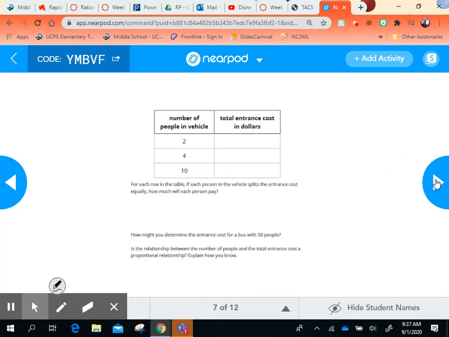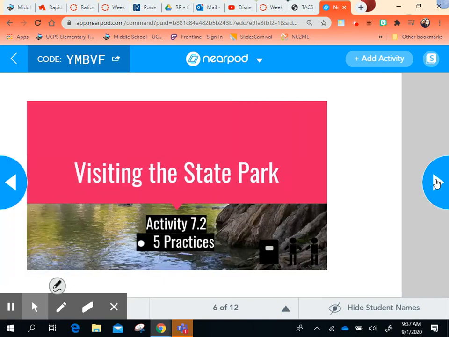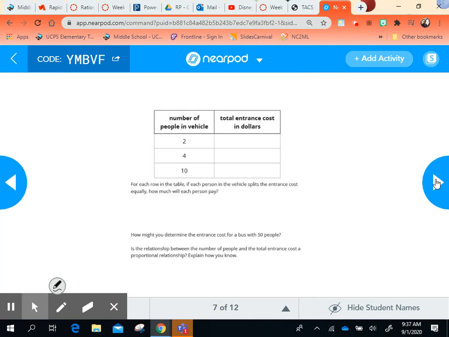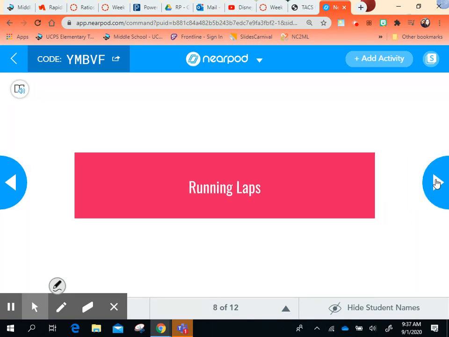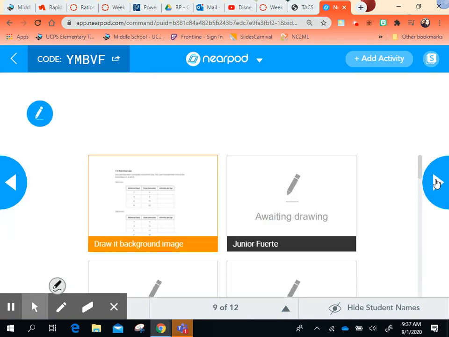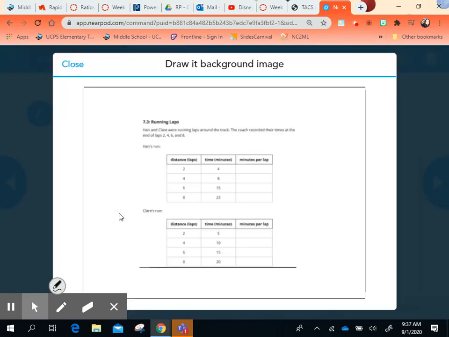Let's look at this first question. It says for each row in the table, if each person in the vehicle split the entrance cost equally, how much will each person pay? I feel like I forgot something here. Because I did. I forgot the cost. Of course I did. We're skipping that one because Ms. Pernis forgot to add information in there.